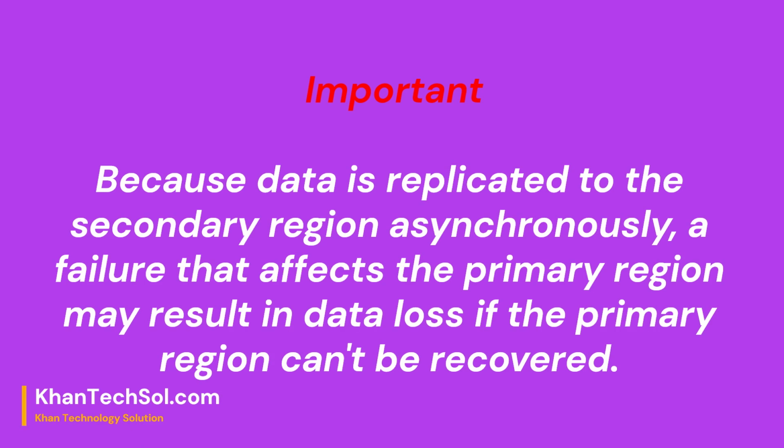By default, data in the secondary region isn't available for read or write access unless there's a failover to the secondary region. If the primary region becomes unavailable, you can choose to fail over to the secondary region. After the failover has completed, the secondary region becomes the primary region, and you can again read and write data. Important. Because data is replicated to the secondary region asynchronously, a failure that affects the primary region may result in data loss if the primary region can't be recovered.